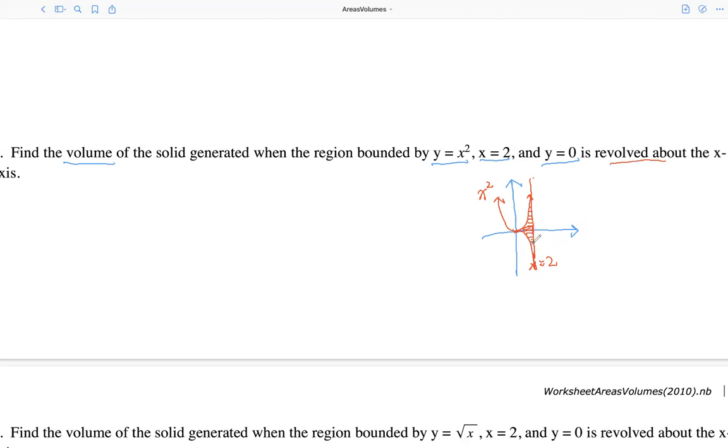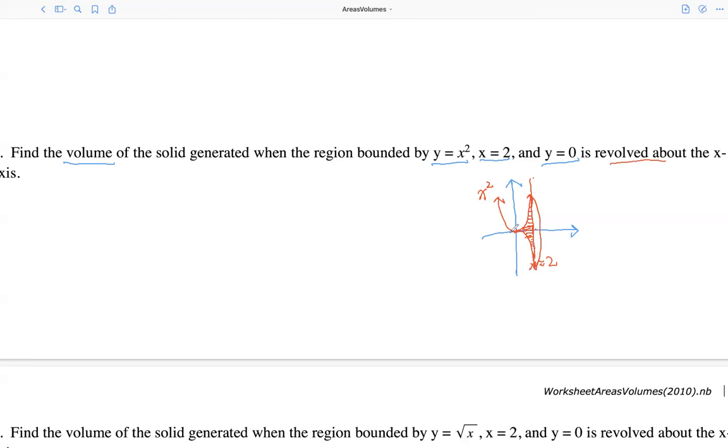So when we revolve about the x-axis, we get a 3D object, and the cross sections are perfect circles. So this object looks like a horn. All right, that's it. Now we want to find the volume of this. So how do we find the volume of this?